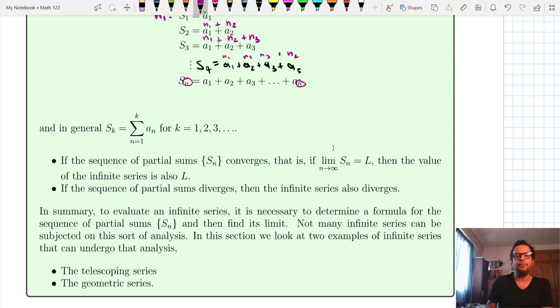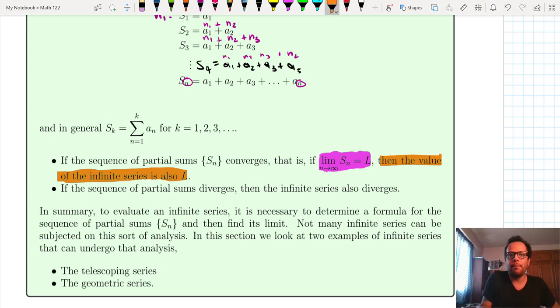Now, a sequence of partial sums will converge, just like in the previous section, if the limit of that general rule related to the sequence of partial sums exists. And in this case, this is very important, the value of the series will also be equal to that limit.